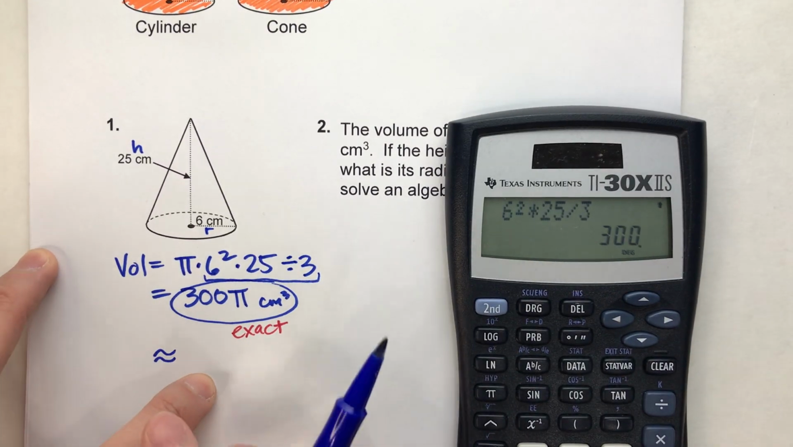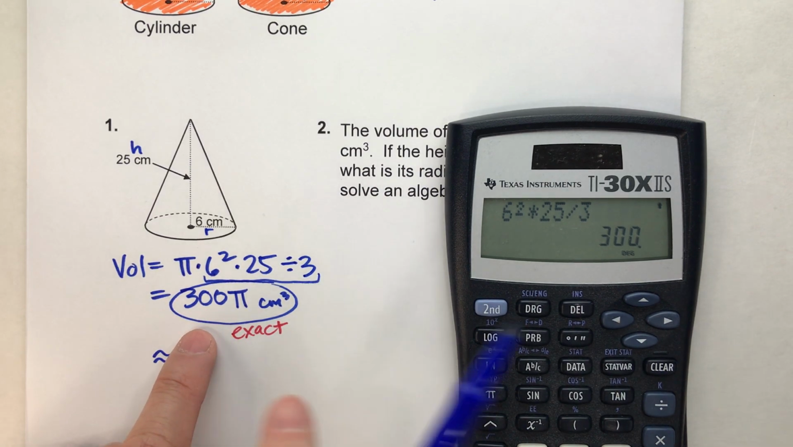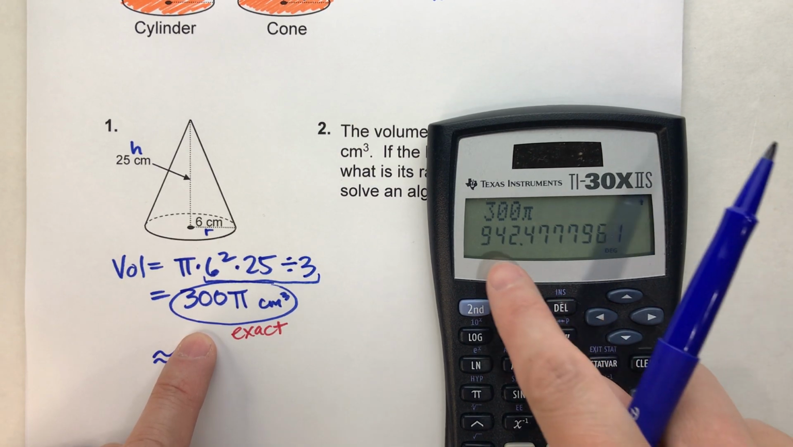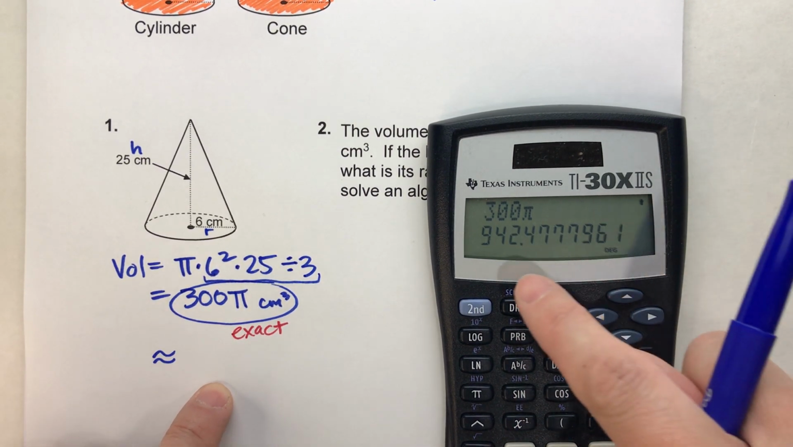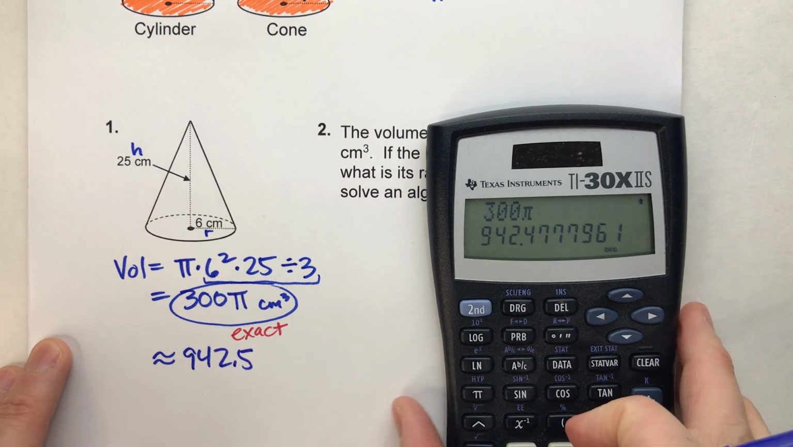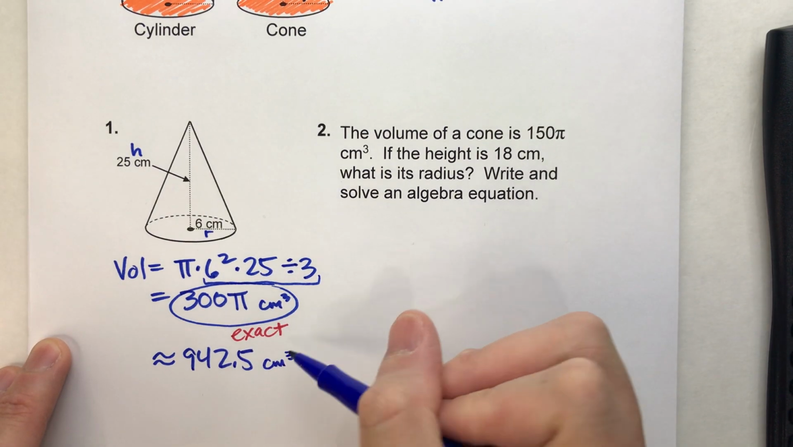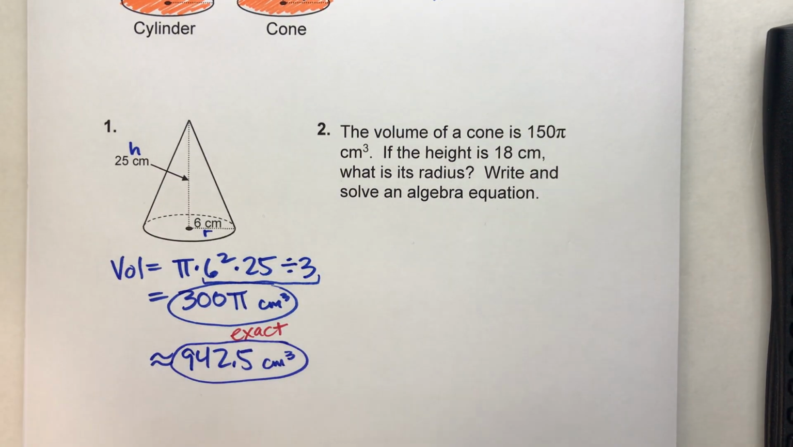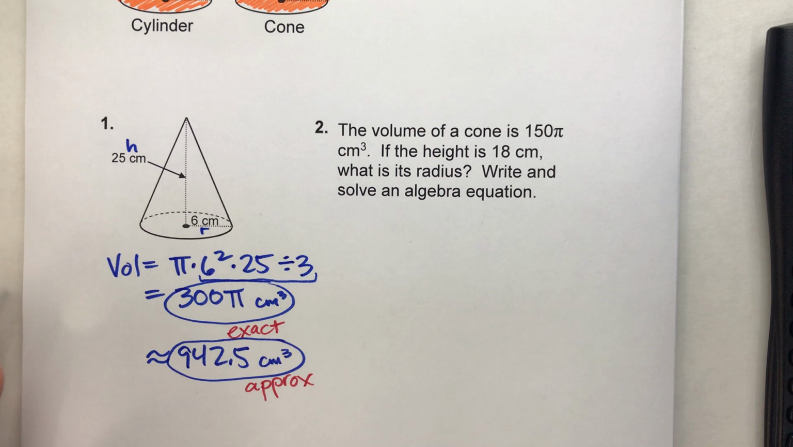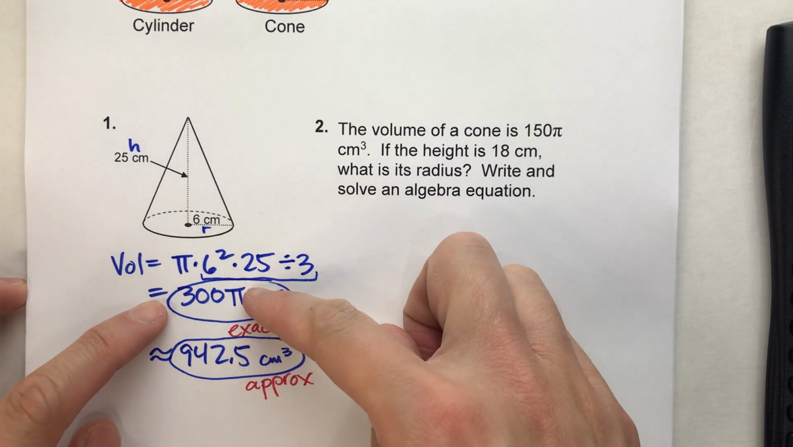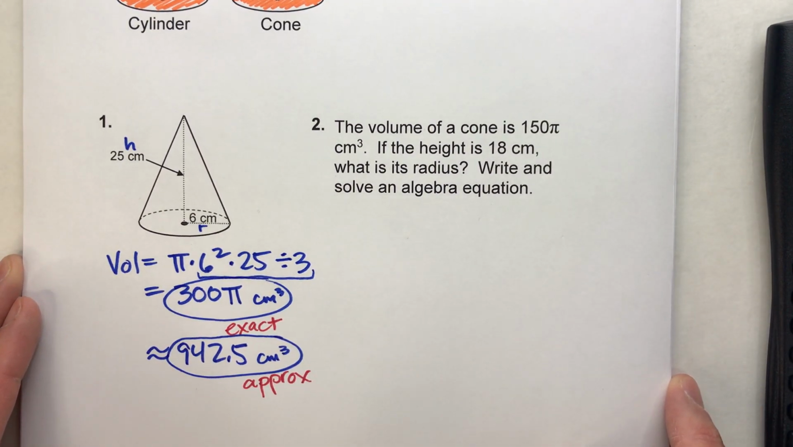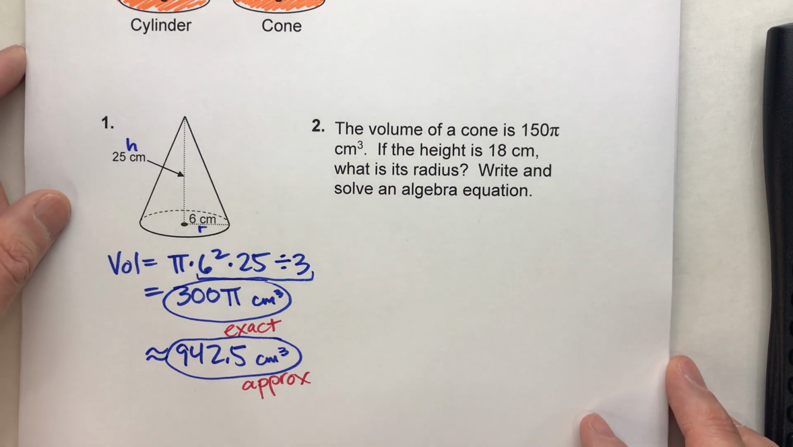However, a lot of times we need the approximate one too. So to get the approximate, we'll just do 300 times pi on the calculator and round the answer. And see how there's a decimal there? Because pi is irrational. So we're going to have to round this. It comes out to about 942.5 centimeters cubed. And because we rounded it, that's our approximate answer. Hopefully you see the difference between those two. One has pi still in it, and we didn't have to round it at all. One, we put pi in the calculator, and we did have to round it.